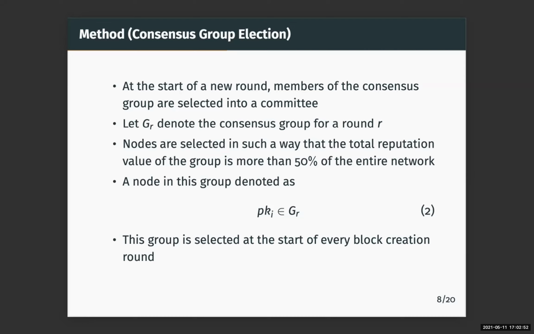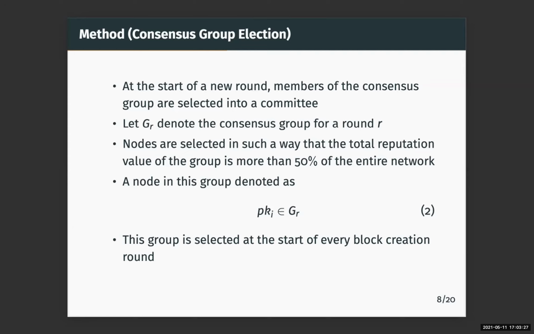At the start of each round, which designates the process when some form of data will be generated and then broadcast to the entire network, members of the consensus group are selected into a committee. We denote this consensus committee by GR, where G stands for the group and the subscript R for a particular round. We can have multiple rounds, so we denote that by R.